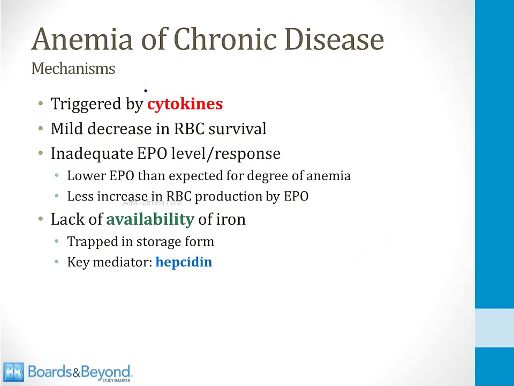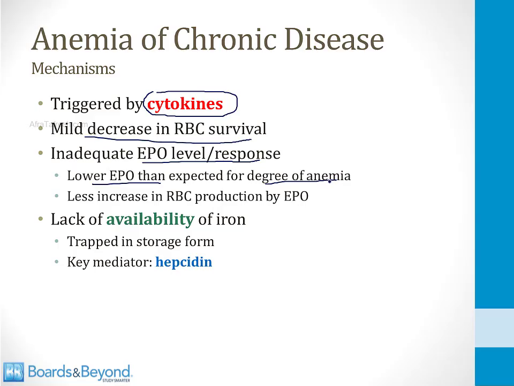There are several mechanisms behind the anemia of chronic disease, but they are all triggered by cytokines. Cytokine levels rise in settings of inflammation, and this leads to a series of changes that produce the anemia of chronic disease. First of all, red blood cells in patients with this condition have a mild decrease in survival. They just don't live as long as normal red blood cells. Secondly, there is an inadequate EPO level and response to EPO seen among patients with anemia of chronic disease. They have lower EPO levels than expected for the degree of anemia.